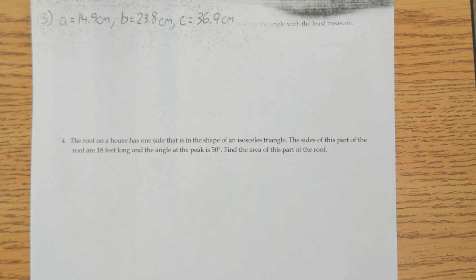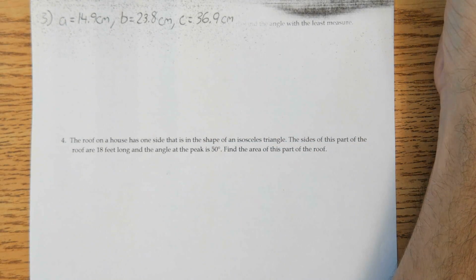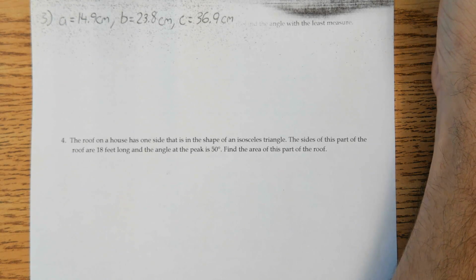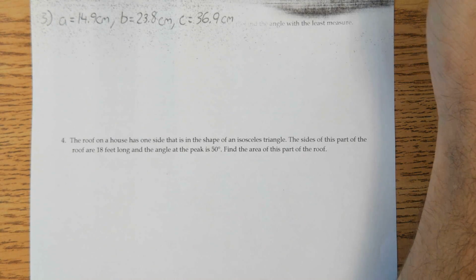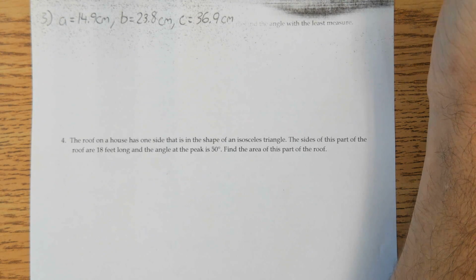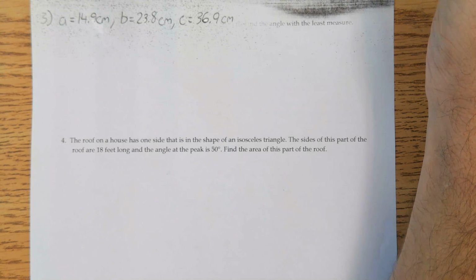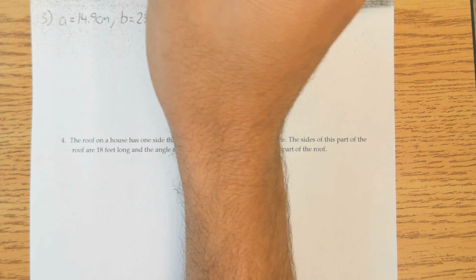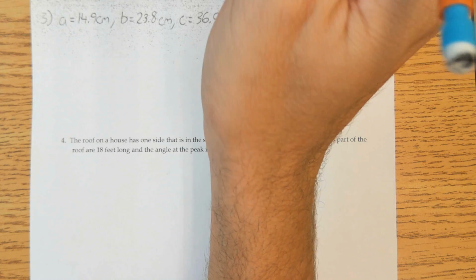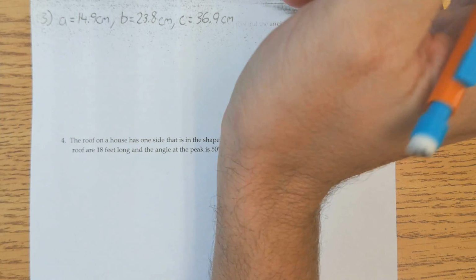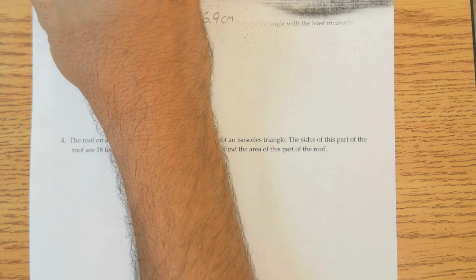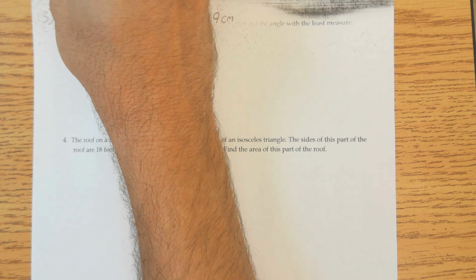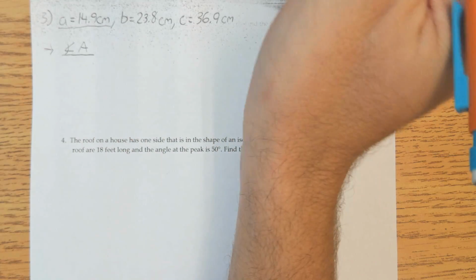It says find the angle with the least measured side. So I'm trying to find the angle with the least measured side. And so how do we know what is going to be the smallest angle? That is going to be the smallest side. So I'm looking at A, which means then that I am finding angle A.